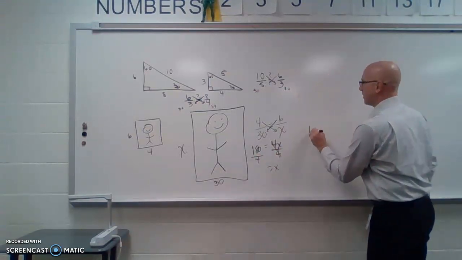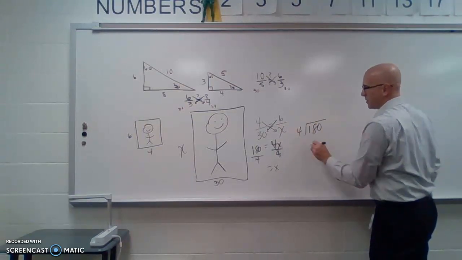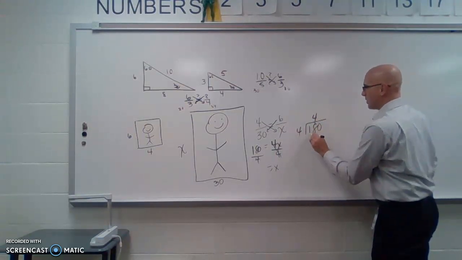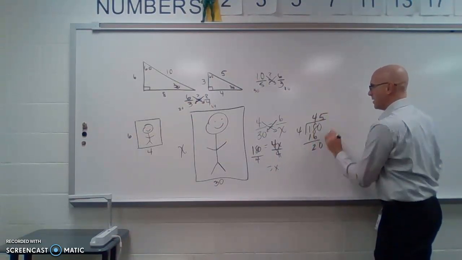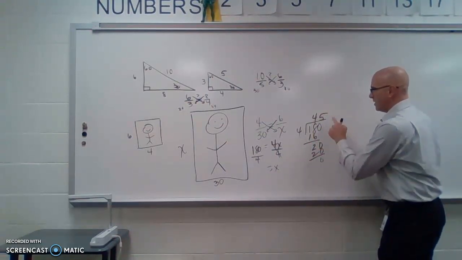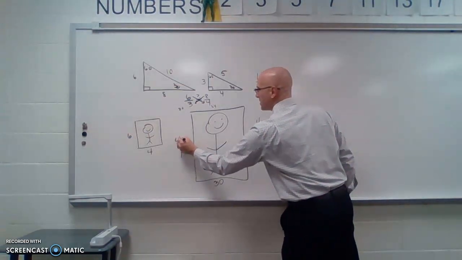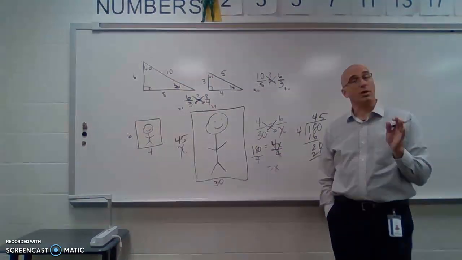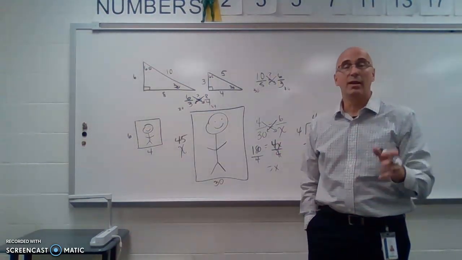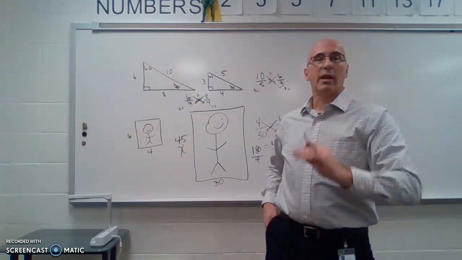X is going to equal, I'm going to do that math over here. So there's 4. That goes 4 times 20. Okay? So I know that this needs to be 45 inches tall in order to make the picture of me proportional. Now we're going to practice.